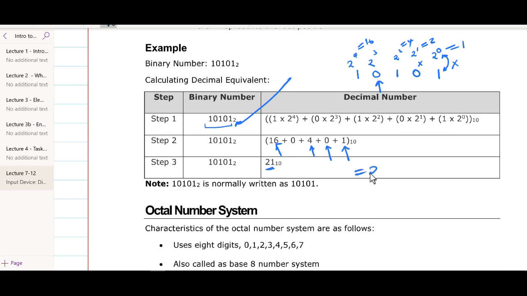This is the normal 21 we know. Ordinarily, when you're talking about numbers, we do not add a 10 here, but now because we are introducing 3 other number systems, you might find us adding a base at the end here, just to tell us that our number is represented using base 10.